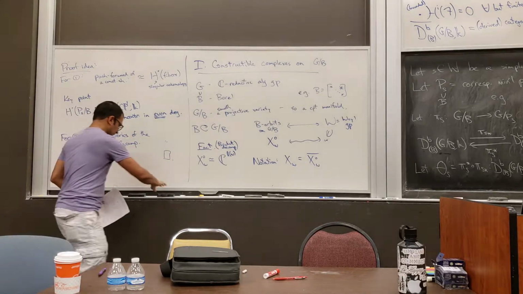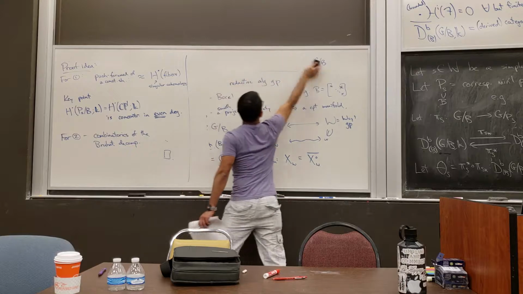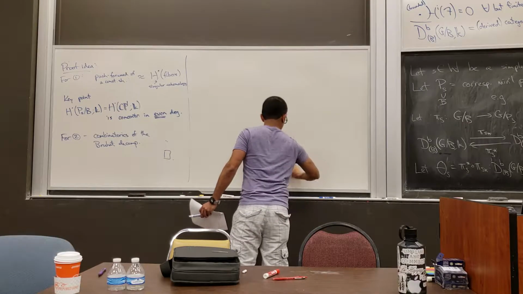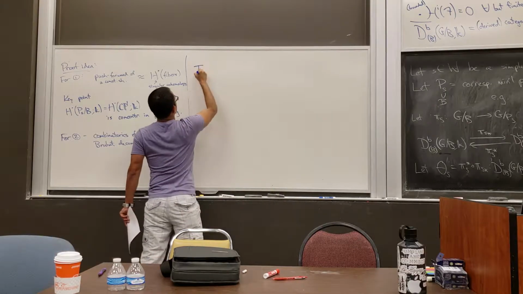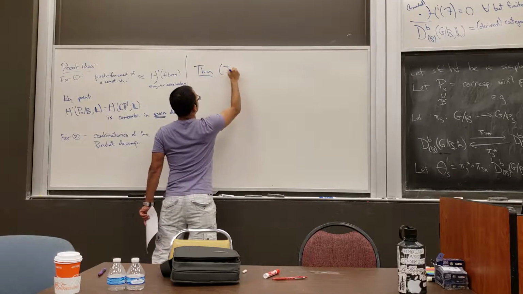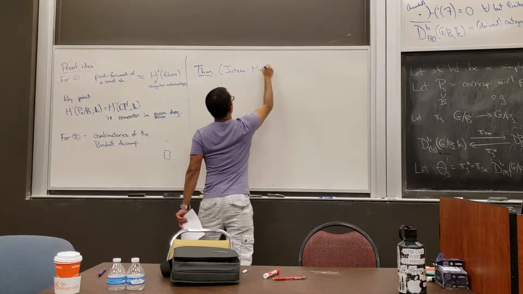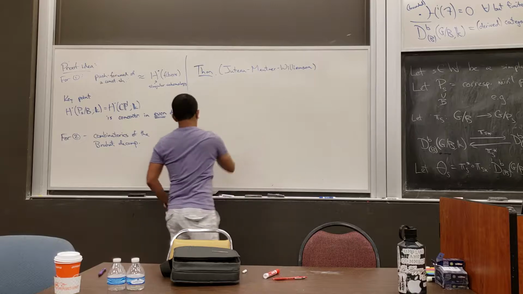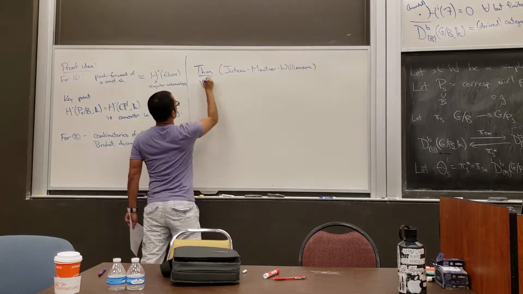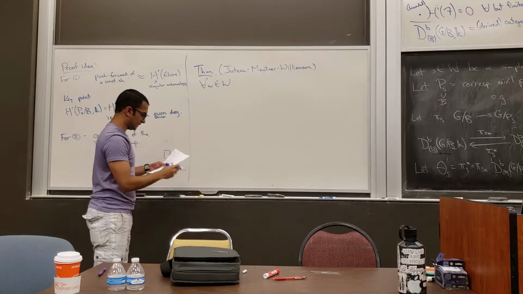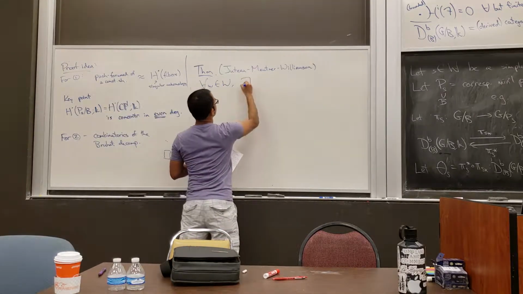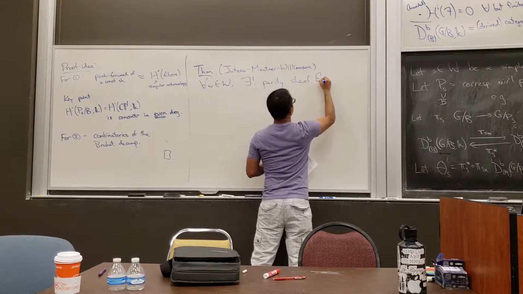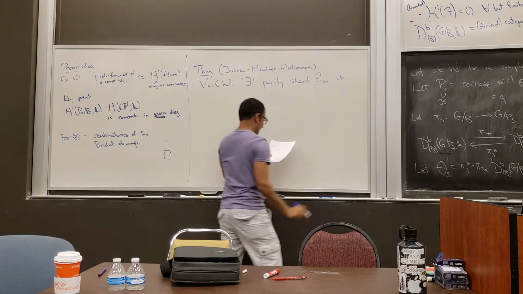Okay, so now here's a theorem. This is due to Mautner and Williamson. The theorem says that for every element in the Weyl group, there exists a unique parity sheaf EW with the following 3 properties.